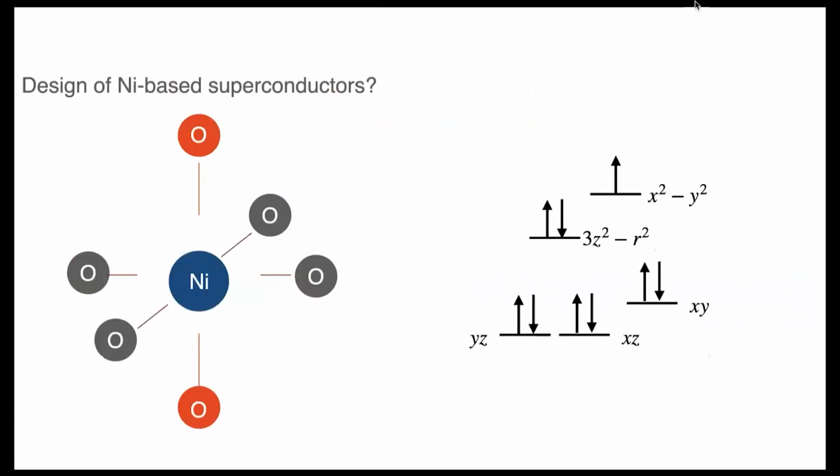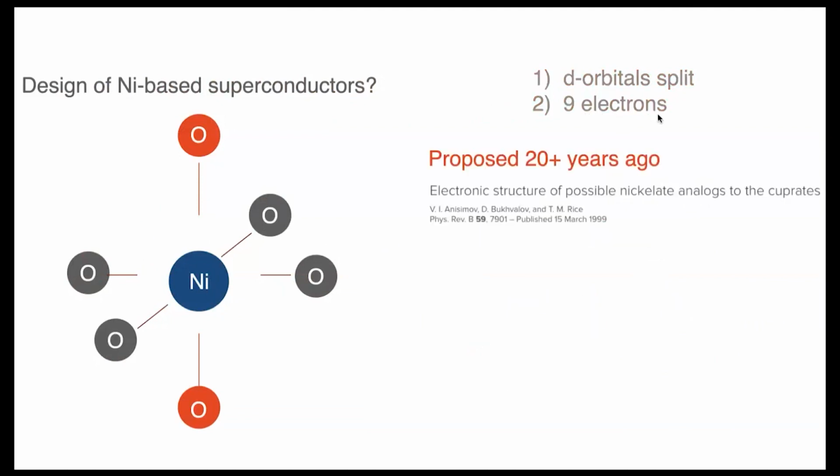For a while, there was this topic of trying to design nickel-based superconductors, right? And how would you design nickel-based superconductors? Well, you try and have this picture again in one way or another. And what do you want? Well, you want the d orbitals to be split in this way. You want to have around 9 electrons, maybe hole doped. And this was actually proposed over 20 years ago.